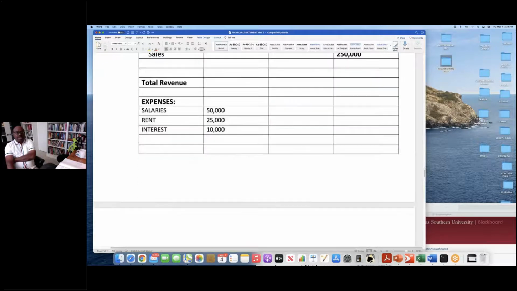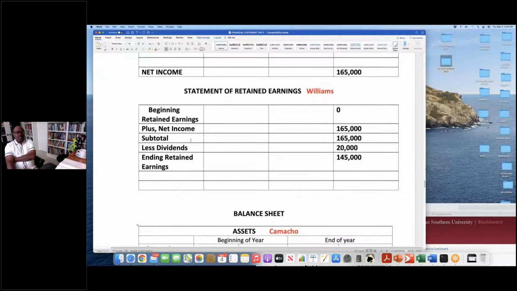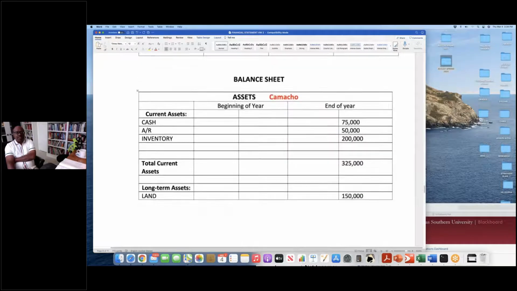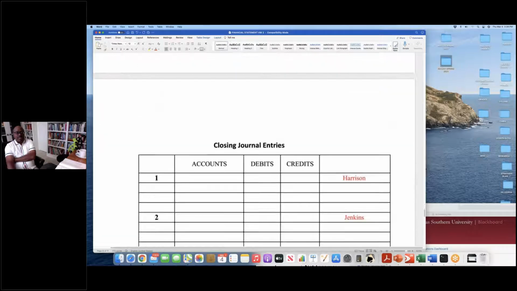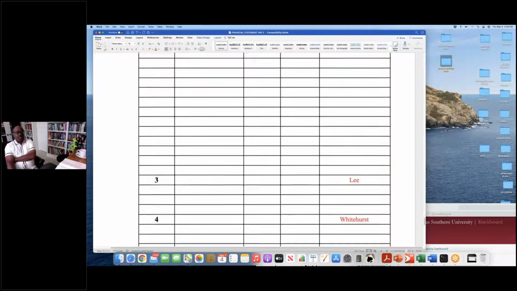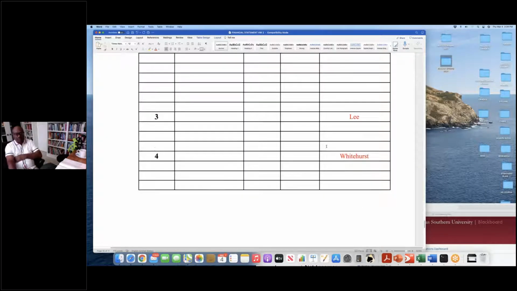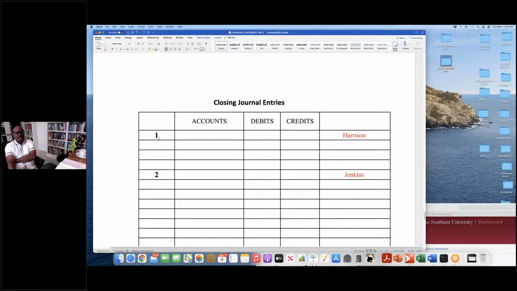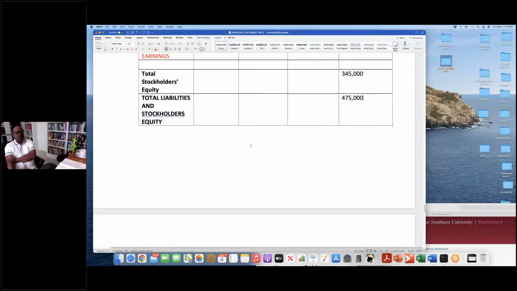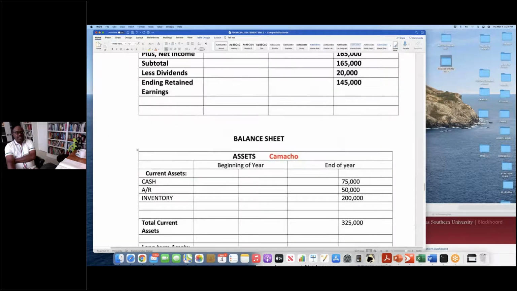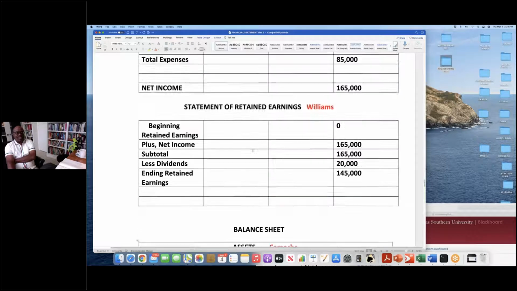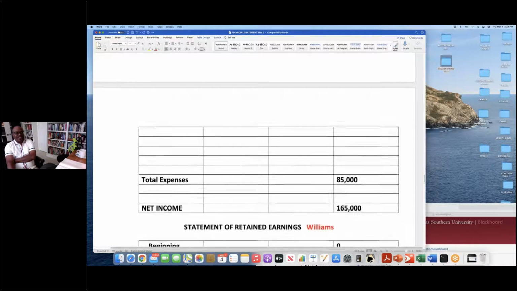So we got the income statement done. We've got the statement of retained earnings done. We got the balance sheet done. So we're almost finished. We just got to make four closing entries. And of course, post them. So Harrison, what's our first closing entry? I ain't gonna lie, this is where I kind of dropped it too. At the starting of the balance sheet, I didn't understand it.